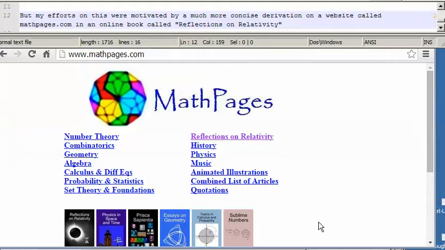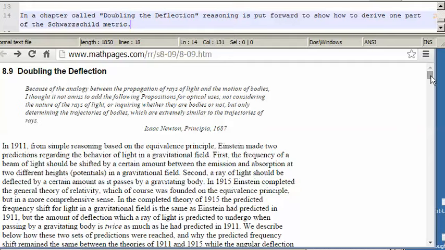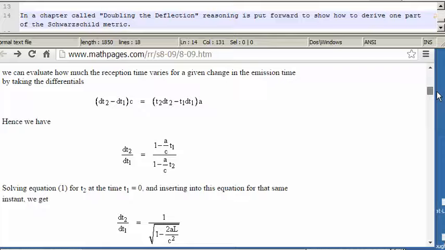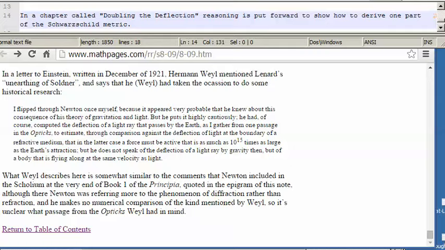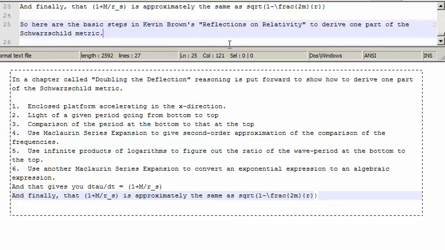But my efforts on this were motivated by a much more concise derivation on a website called mathpages.com in an online book called Reflections on Relativity. In a chapter called Doubling the Deflection, reasoning is put forward to derive one part of the Schwarzschild metric. So here are the basic steps of Kevin Brown's Reflections on Relativity to derive one part of the Schwarzschild metric.